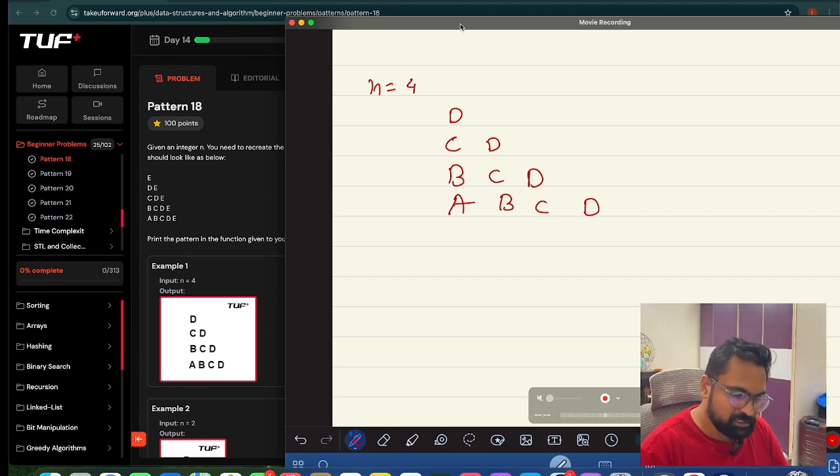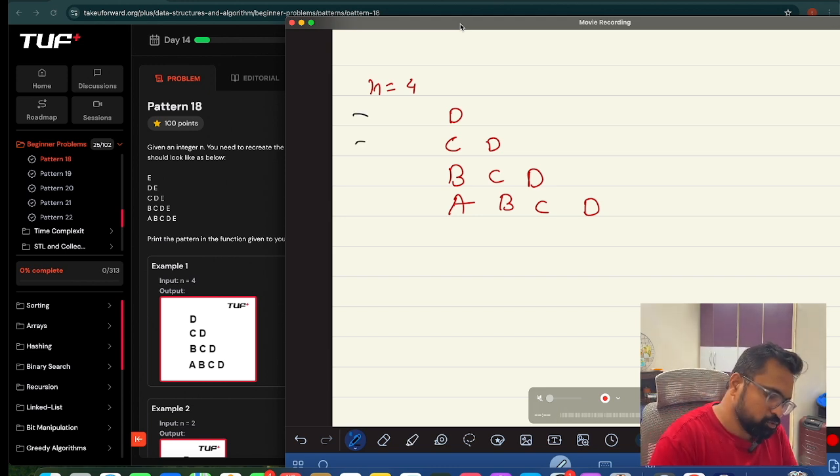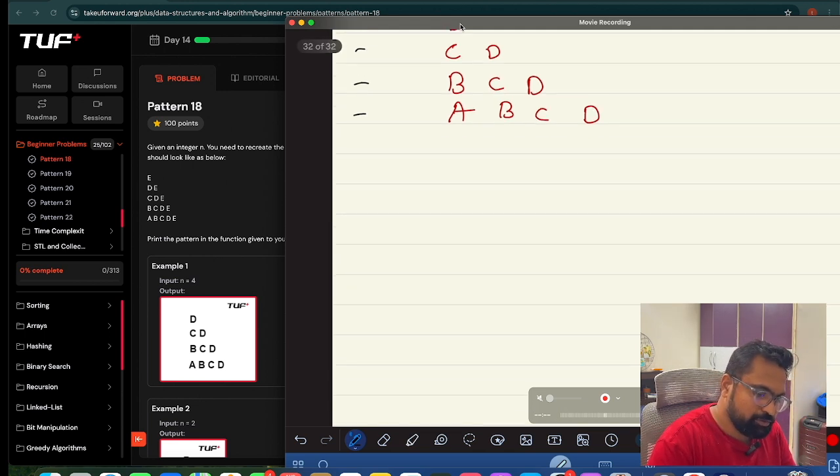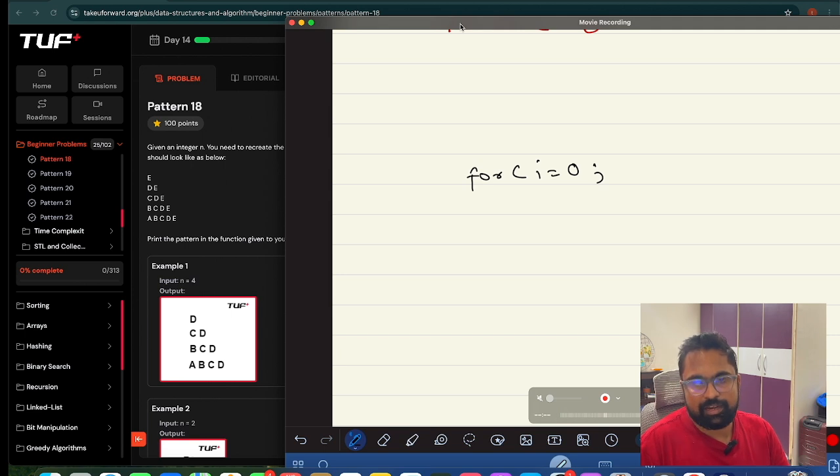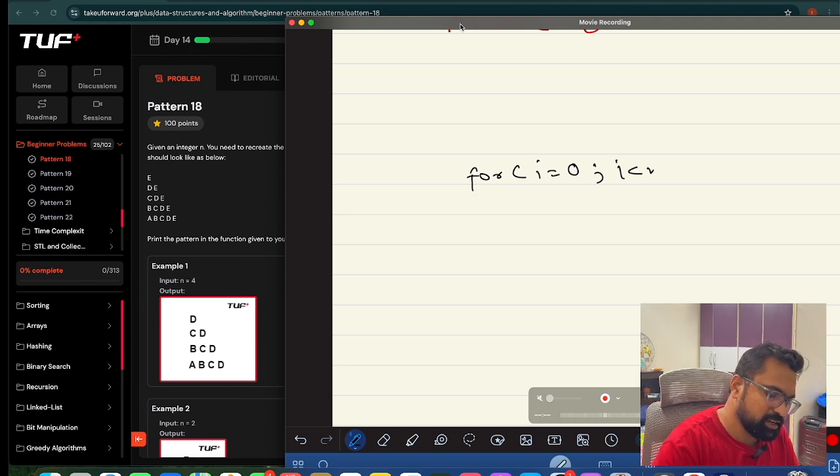Like always, the first thing that we identify is the number of rows. Here 1, 2, 3, 4, 4 rows are there, which is equal to n. So we can straightforwardly write our loop. Till now we have understood that we can identify the number of rows in the pattern and then write the first for loop, that is the outer for loop: i less than n and i plus plus. So till now it is clear.